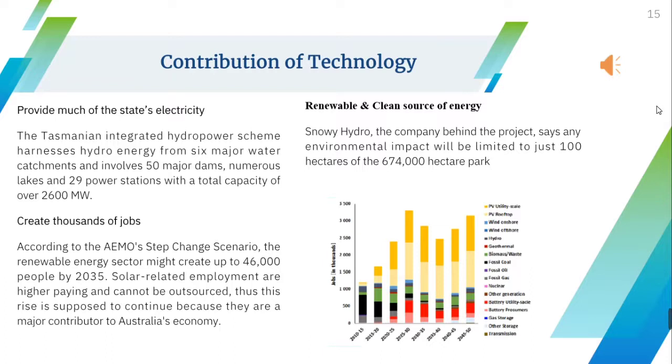In the economic contribution, according to the AEMO step change scenario, the renewable energy sector might create jobs for up to 46,000 people by 2025. Solar-related employment is higher paying and cannot be outsourced. Thus, this rise is supposed to continue because they are a major contributor to Australia's economy.